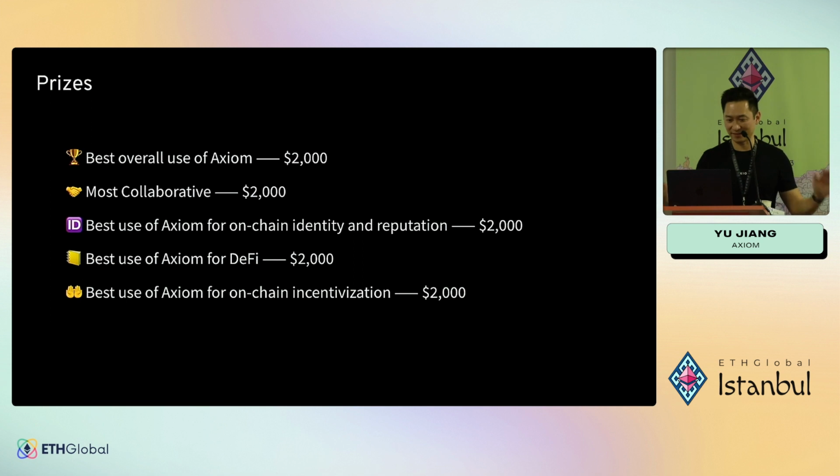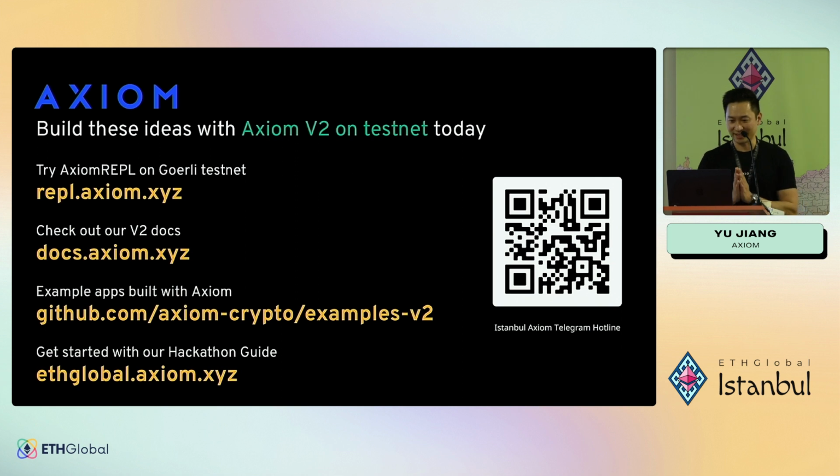We have these 5 prizes, and each prize is worth $2,000. You have best overall use, most collaborative, best use of Axiom for on-chain identity, best use of Axiom for DeFi, and best use of Axiom for on-chain incentivization. You can build these ideas with Axiom v2 on testnet, available today. And these are all the different links that we have here.